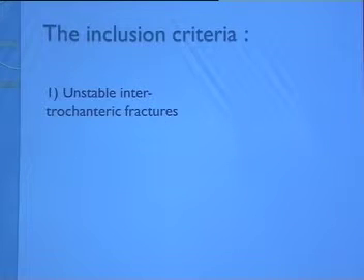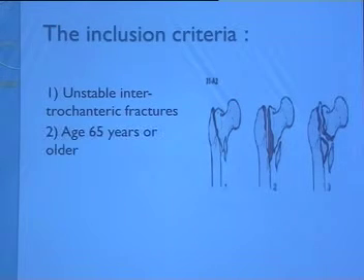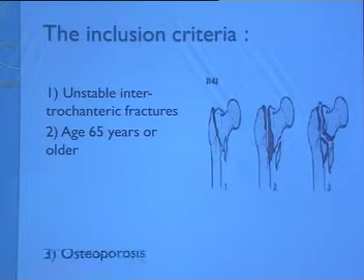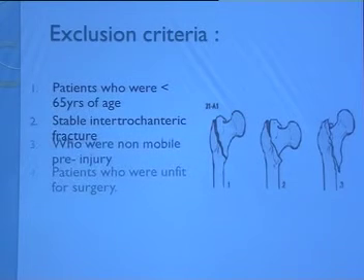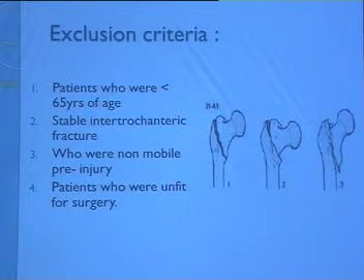The inclusion criteria were unstable intertrochanteric fractures, age 65 or older, and osteoporosis. The exclusion criteria were patients less than 65 years of age, stable intertrochanteric fractures, patients who were non-mobile previous to injury, and patients who are unfit for surgery.